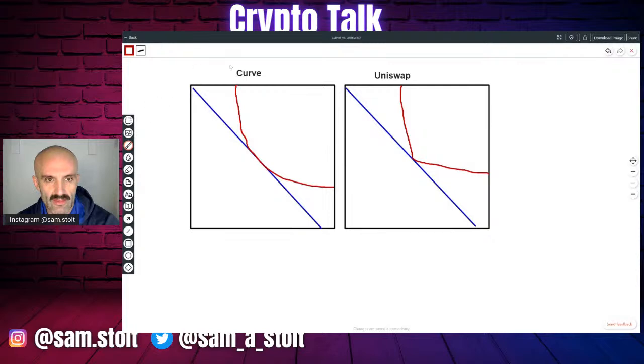Now, this is going to represent Curve Finance in this box here. And this one here is going to be Uniswap. You may have heard of an AMM, that's the acronym for Automated Market Maker. These are the DEXs. A DEX is something that is decentralized, so you don't need people involved, but you need a formula to be able to do what people would have done.